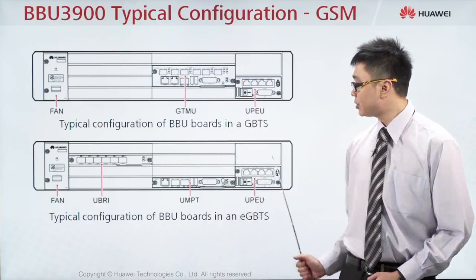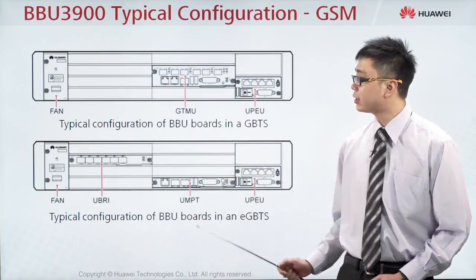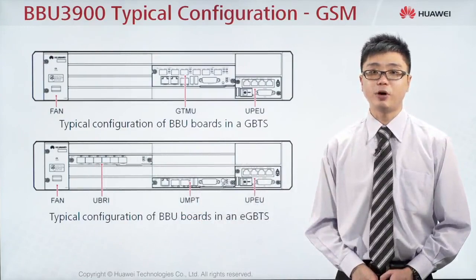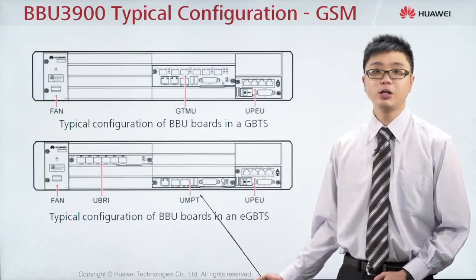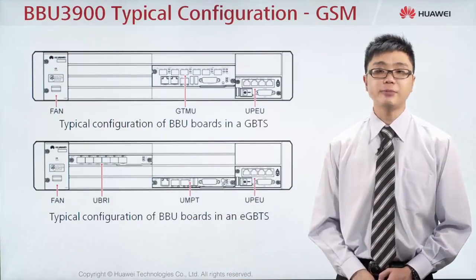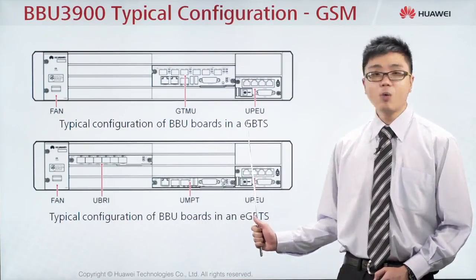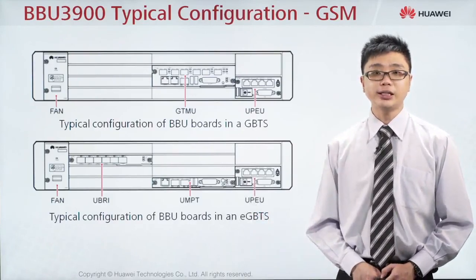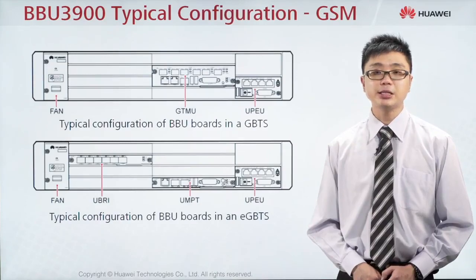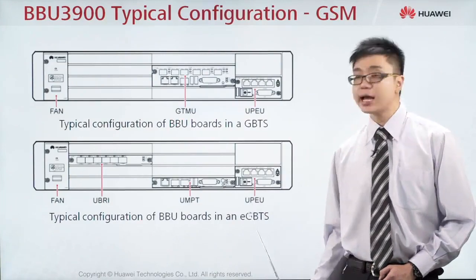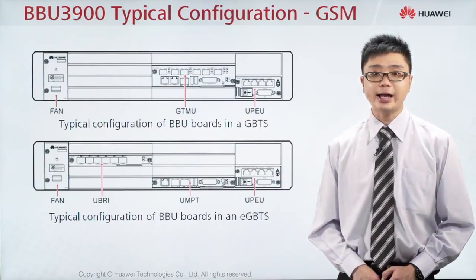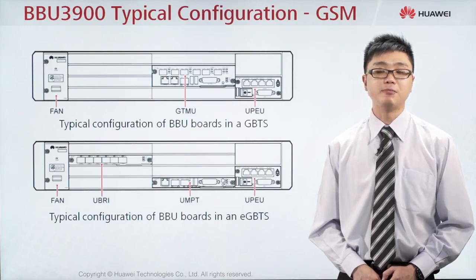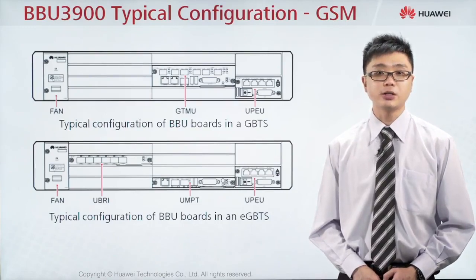And notice that at the down position here, alternatively, if for example you don't want to use a GTMU board, you can use a UMPT board as well. Notice that if you use a GTMU board, the BTS is actually a GBTS. What is the difference between the GBTS and EGBTS? For GBTS, all the configuration and all the operation and maintenance is carried out at the BSC side, which is the controller side. Whereas for the EGBTS, on the other hand, the configuration and the operation and maintenance can be carried out at the BTS side because the BTS has its own LMT, which is the operation and maintenance software.